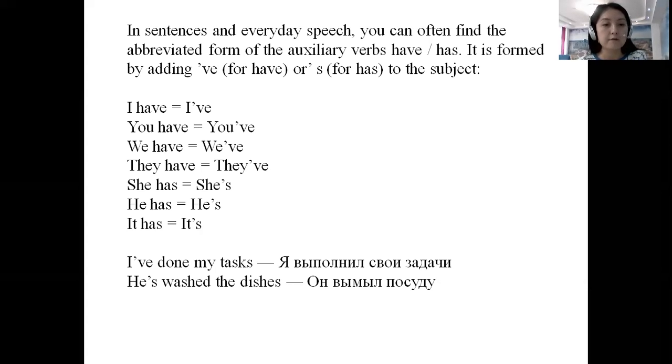Example. I've done my tasks. Я выполнил свои задачи. He's washed the dishes. Он вымыл посуду.